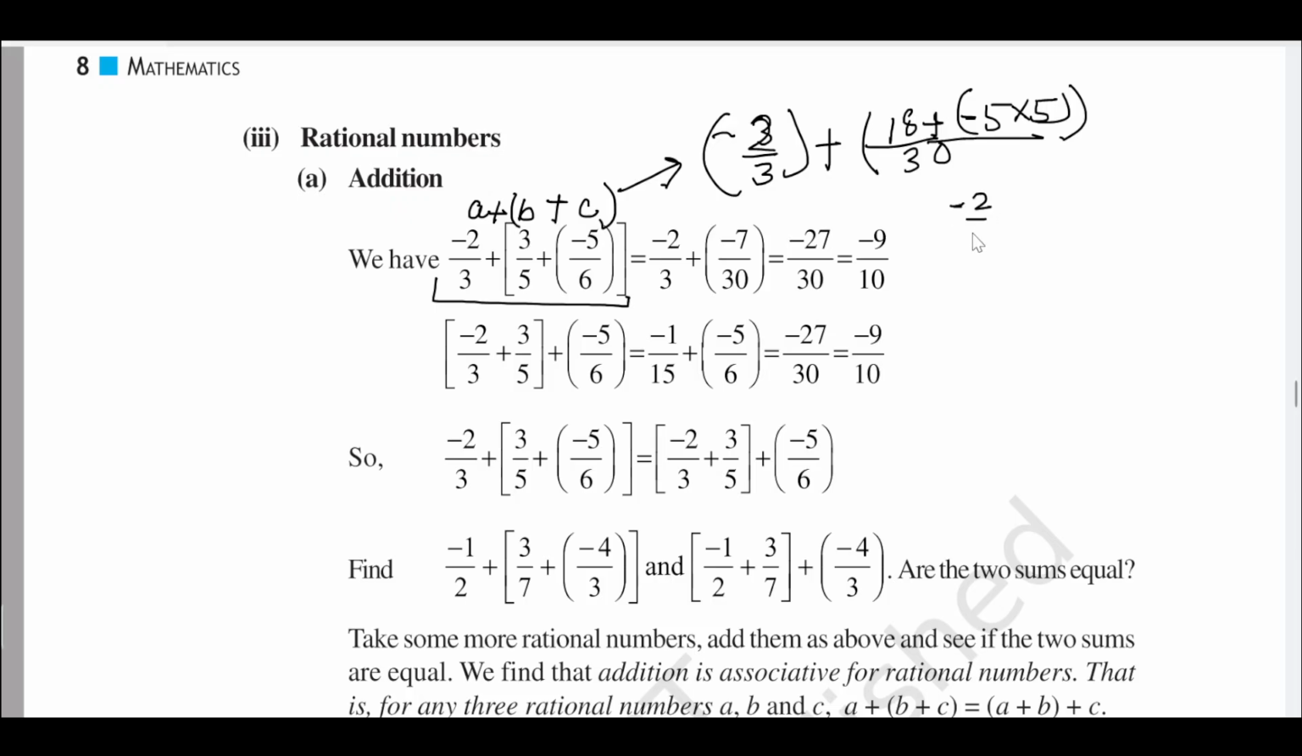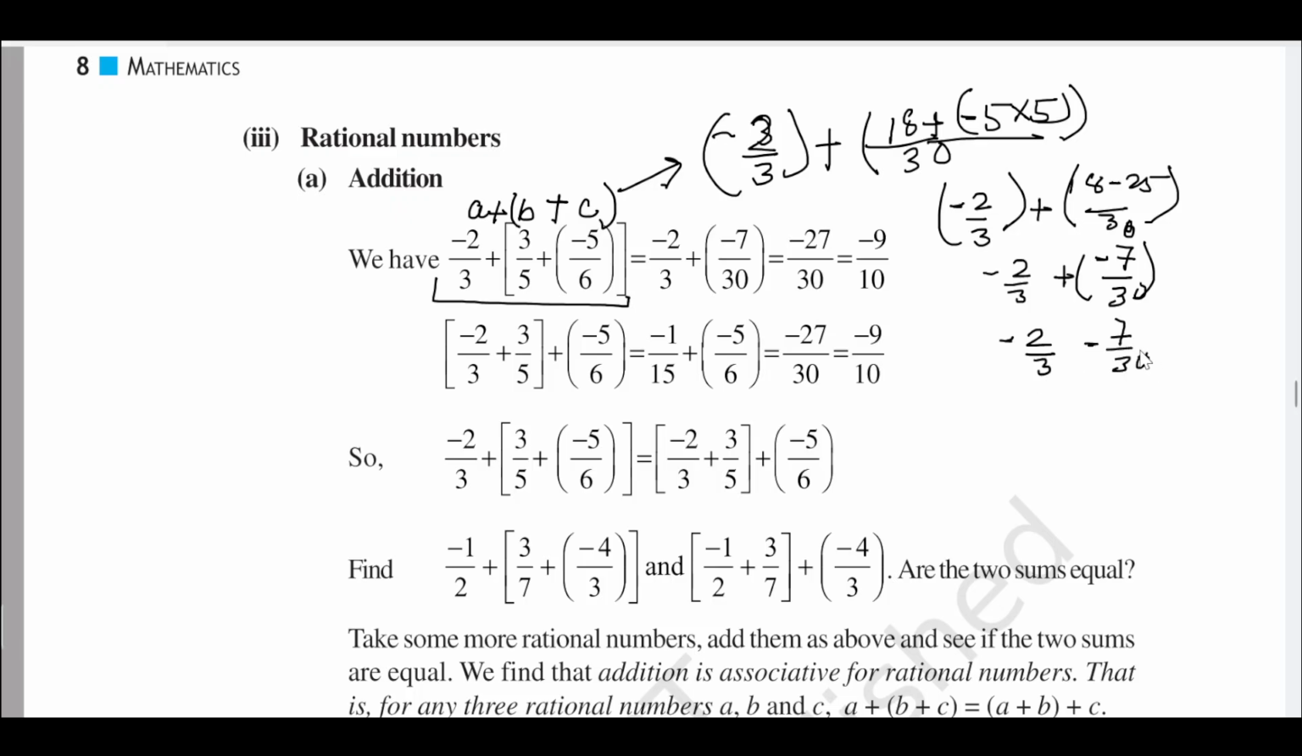So minus 2 by 3 plus minus 25 by 18 plus minus 25 by 30. Minus 2 by 3 plus minus 7 by 30. Yeah, 30 was it? So minus 2 by 3 minus 7 by 30. 30 as an LCM, minus 20 minus 7. So minus 27 by 30.